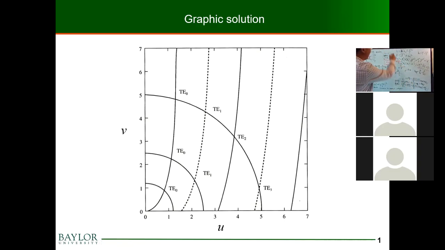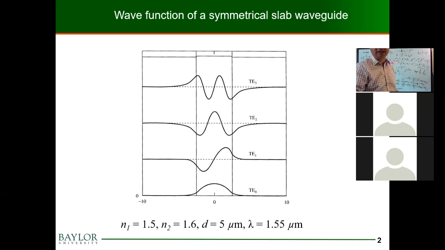If this number is 0.5, that means one mode, because there's always one intersection. If V over pi over 2 is 1.5, that means two modes. And in this case, it's 3.2, so we get 4 modes. So you can determine how many modes according to capital V.